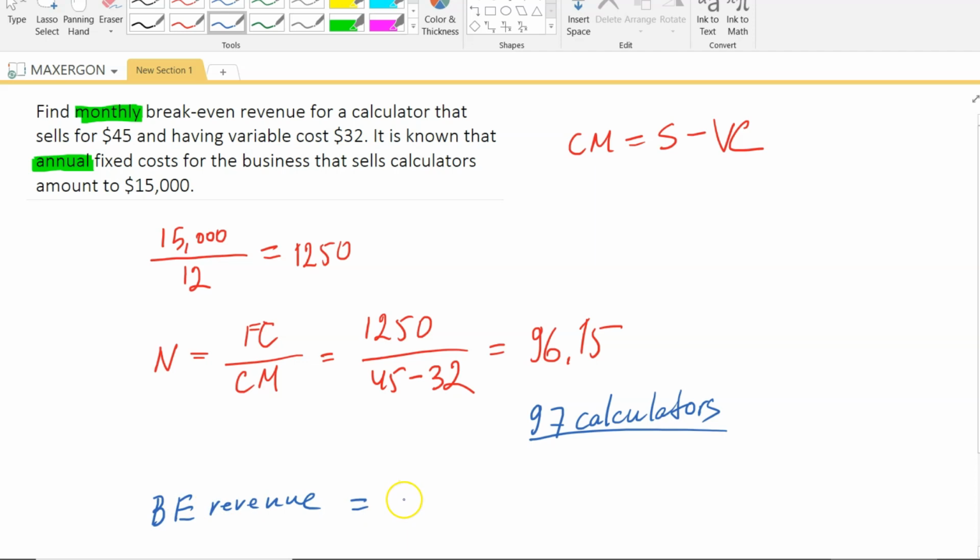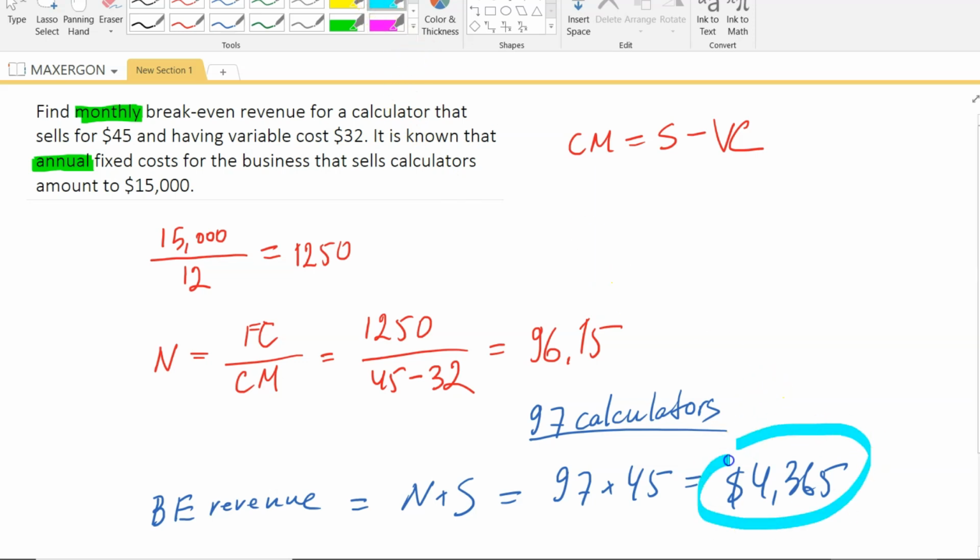Break-even revenue is the break-even number N times S, which is the selling price. So it's 97 times 45. This is equal to $4,365. That will be the answer for this problem.